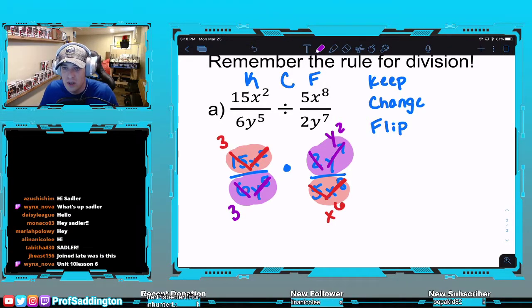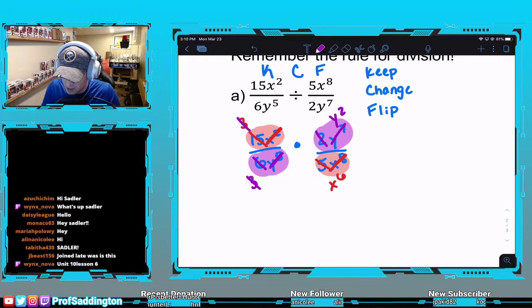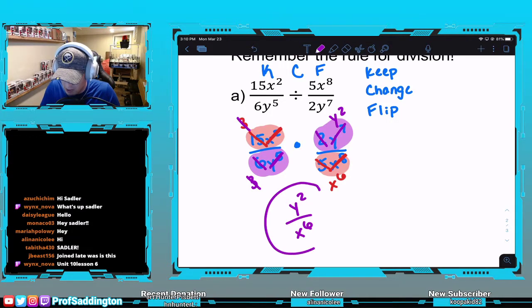And now the only other thing that looks like it can cancel out are those 3's, because we have a 3 on the top and a 3 on the bottom. So technically these would be gone as well. We did a lot of canceling out here, and all we would be left with is y squared over x to the 6. And boom. So the only new rule that we just did was keep, change, flip.